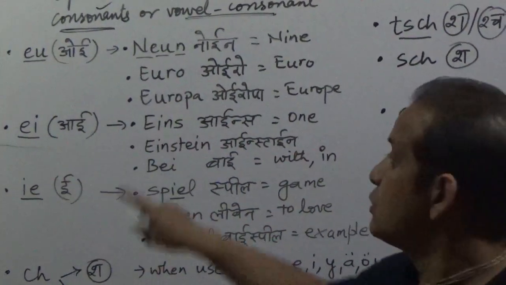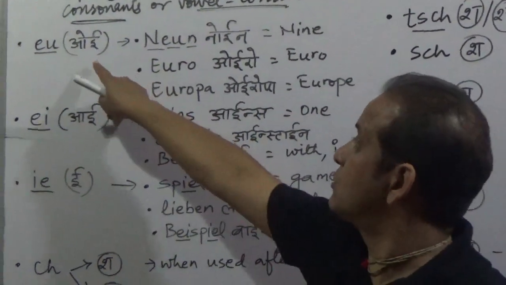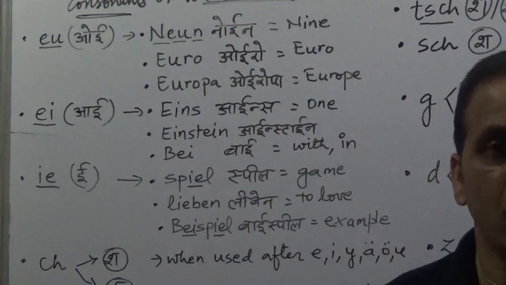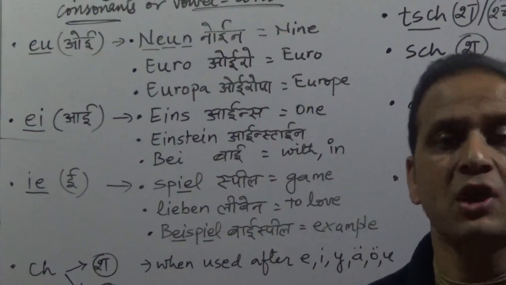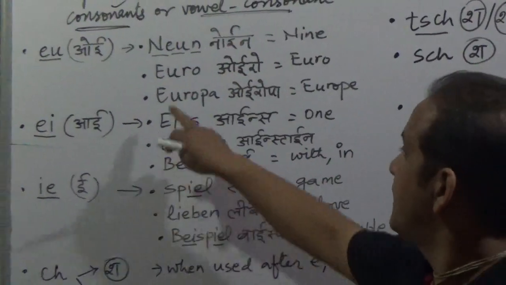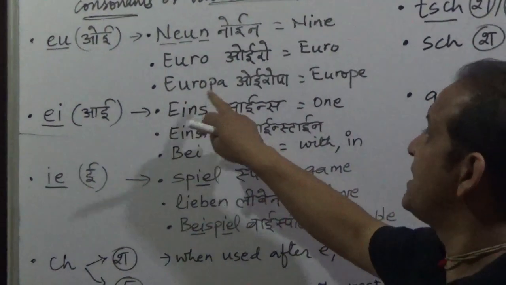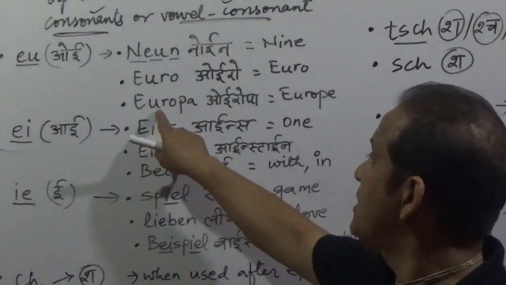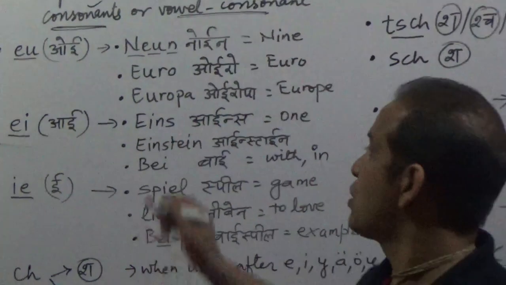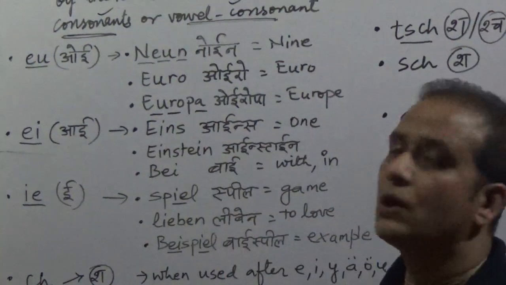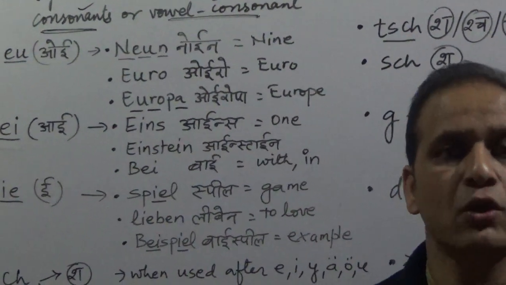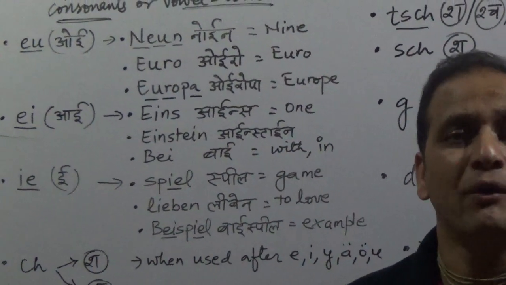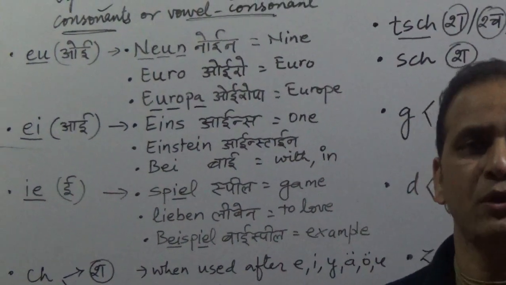E-U-R-O. You know EU gives the oi sound. And ro, oi-ro, euro. In English we say euro, but Germans say oiro. E-U-R-O-P-A. So this is oi, ro and pa. So oi-ro-pa, Europe. In English we say Europe, aber auf Deutsch sagen wir Europa. But in German we say Europa.